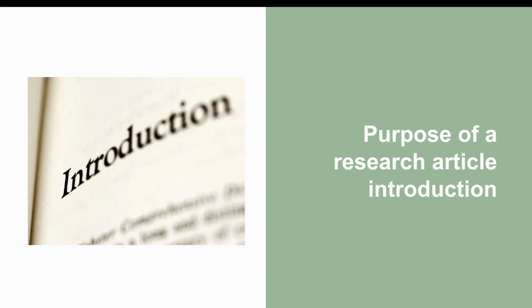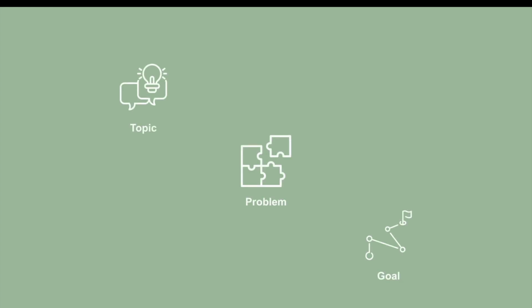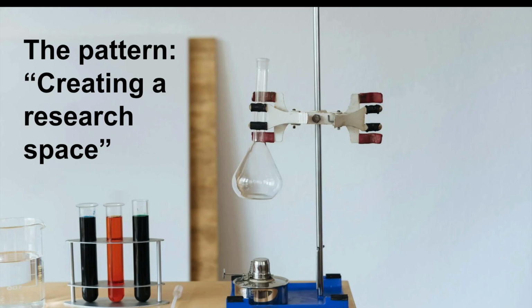First, what is the purpose of a research article introduction? The introduction to your research article establishes the topic, problem, and goal of your project. You want readers to understand the motivation for your work, be situated in related literature, and learn what you sought to do in the study. Because this section has a common goal, many writers can use the three-step pattern we describe here.